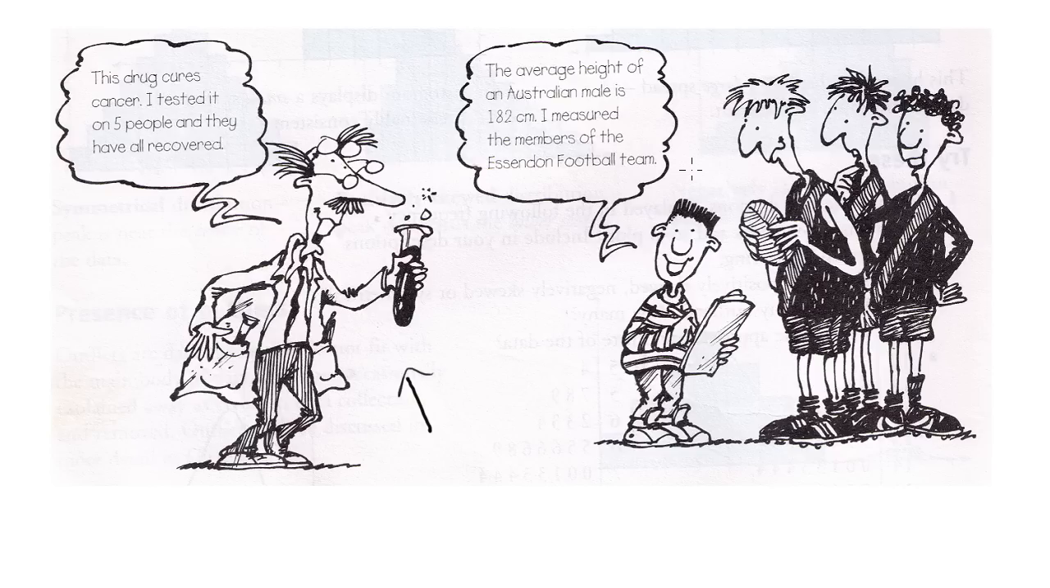Okay, this guy over here, the average height of an Australian male is 182 centimetres. I measured the members of the Essendon football team. So again, not the best selection of samples to extend out to the entire population of all Australian males. So this is what the population is here, the height of an Australian male. So all males in Australia is our population. And the sample he's used is the Essendon football team. A better sample would be taking census data or medical records, something like that, because this is going to be biased in a big way, of course.